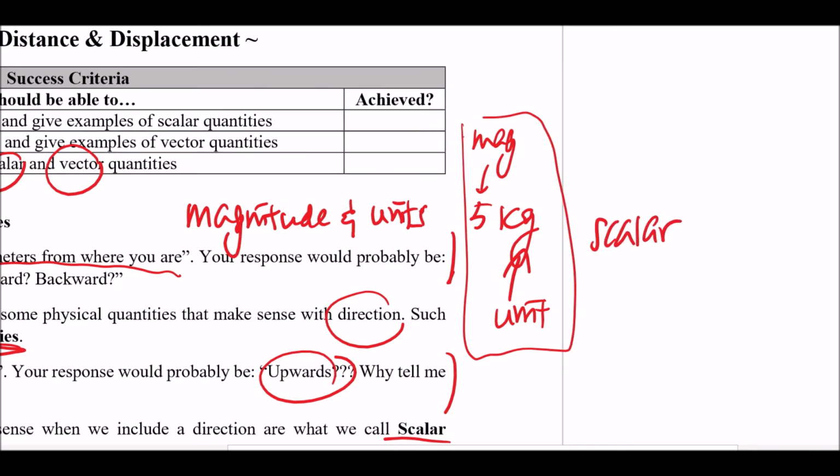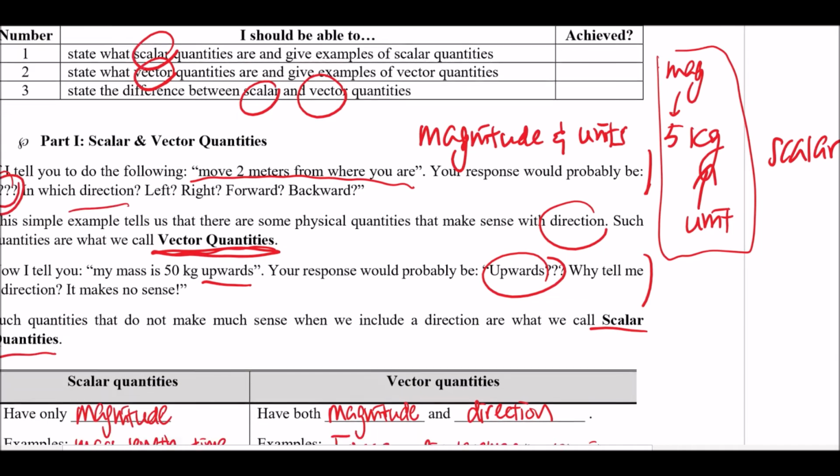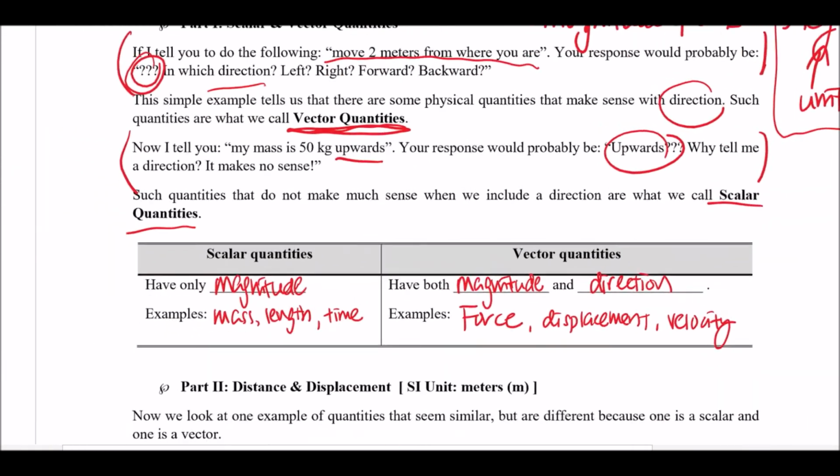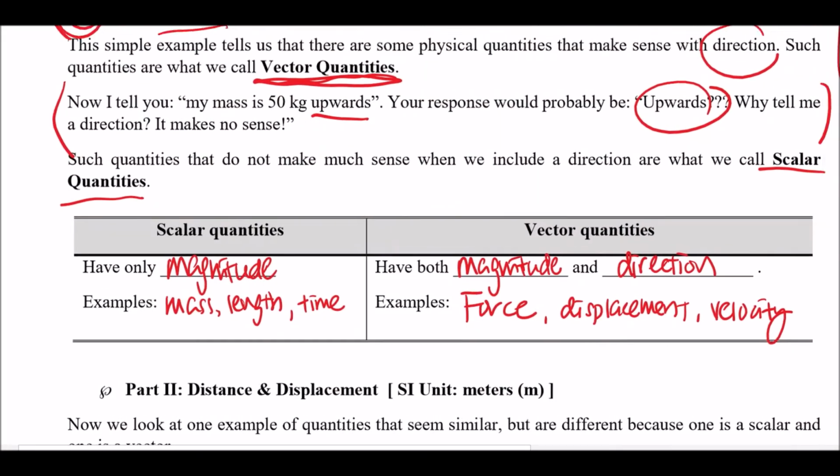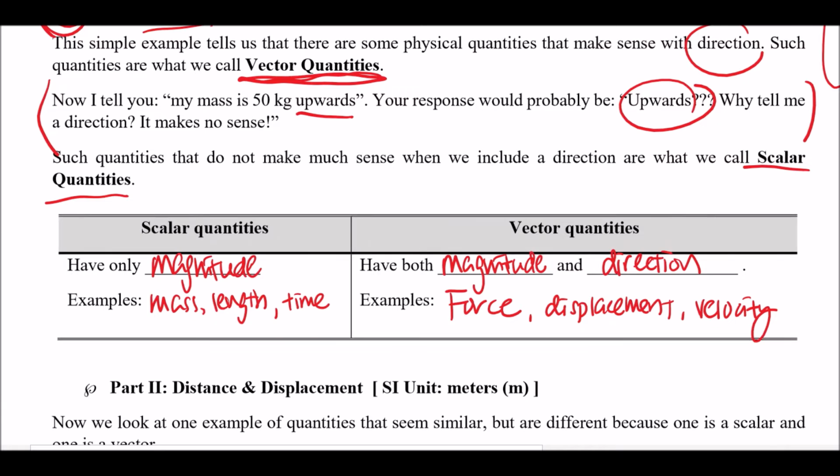Okay, so we have already one example of what a scalar quantity is, which is mass. In this table you can see that a scalar quantity only has a magnitude. Of course, units are taken for granted; you need to have units. Examples are mass, length and time.